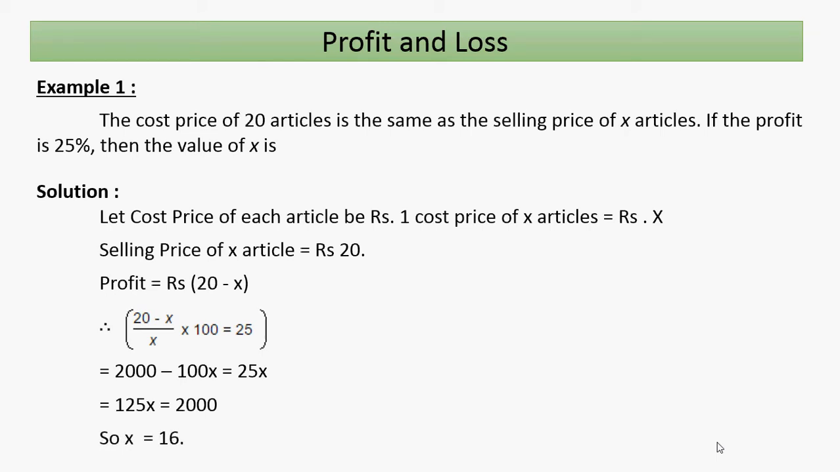So what is the value of X? It is 16, that is the original cost price of the articles. If we add the profit of 25%, 25% of 16 is 4, so 16 plus 4, the selling price is 20.